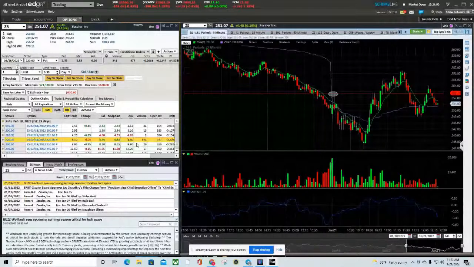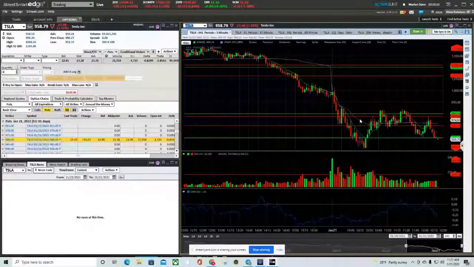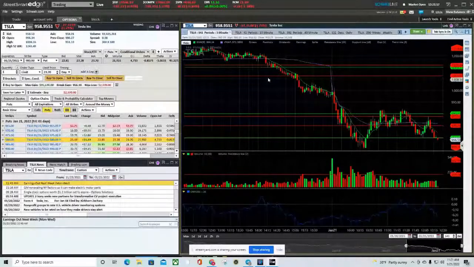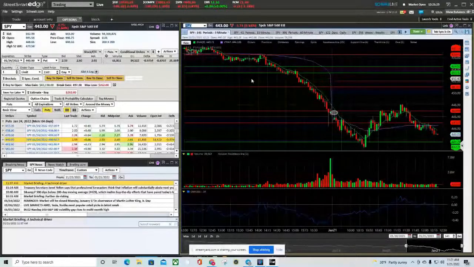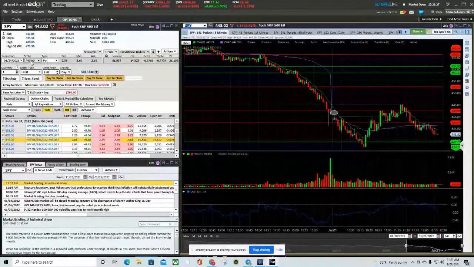Let's look at Tesla. See, Tesla tried to move with the SPY earlier, and now it's just, oh man, I bet I missed the SPY. Let's see, that 440 was looking at the 128, I believe.